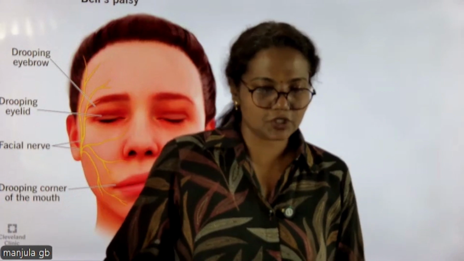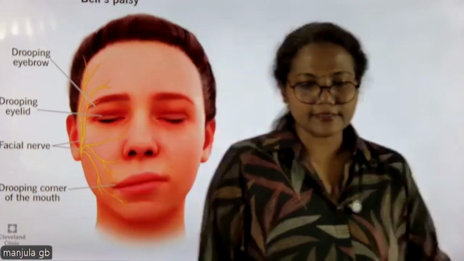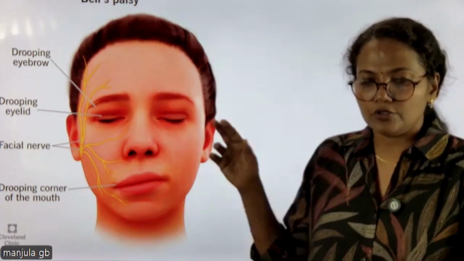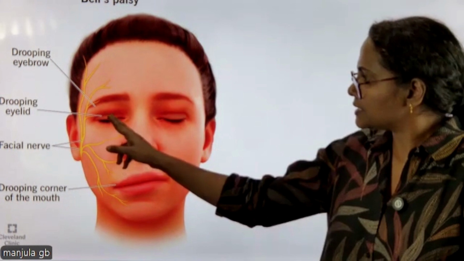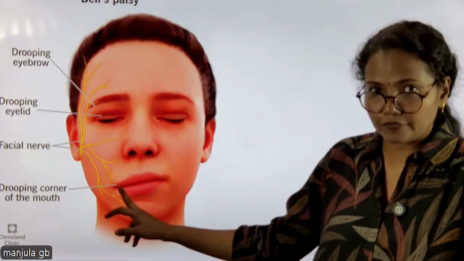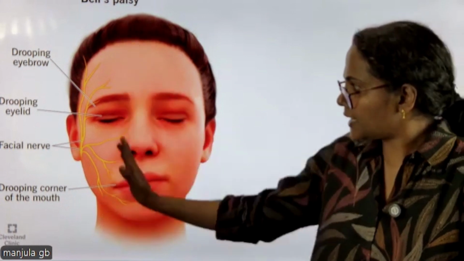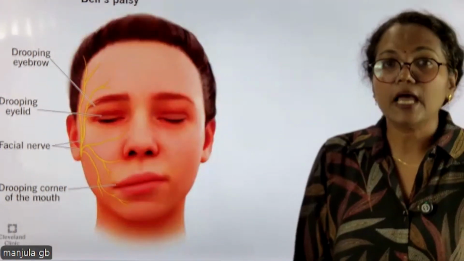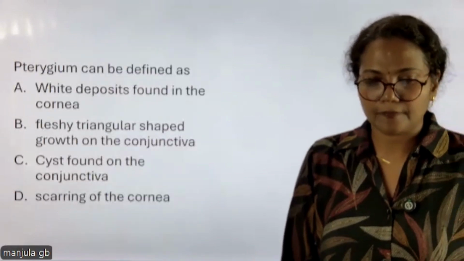So in this picture, you can see that there is a drooping of the eyebrow, drooping of the eyelid, and the drooping of this corner of the mouth. So this whole side there is paralysis or drooping. So that is called Bell's palsy.